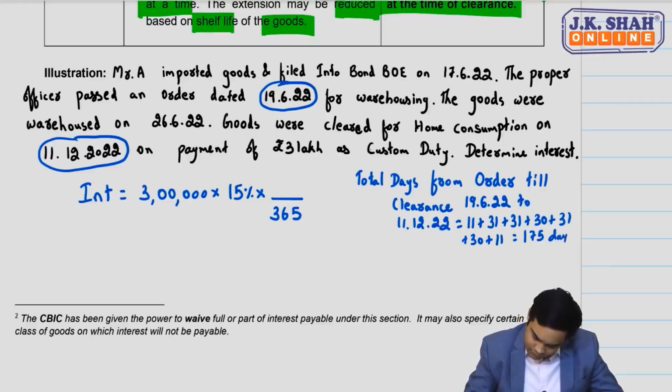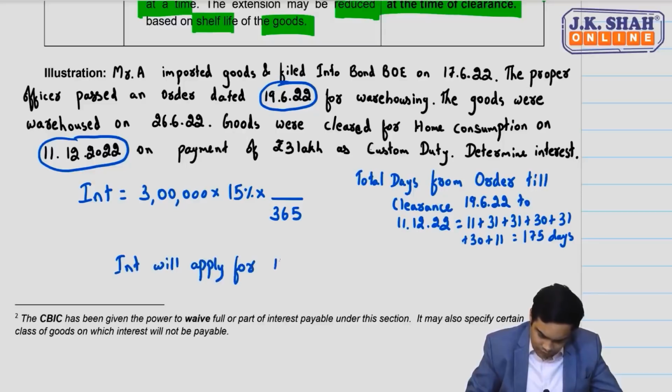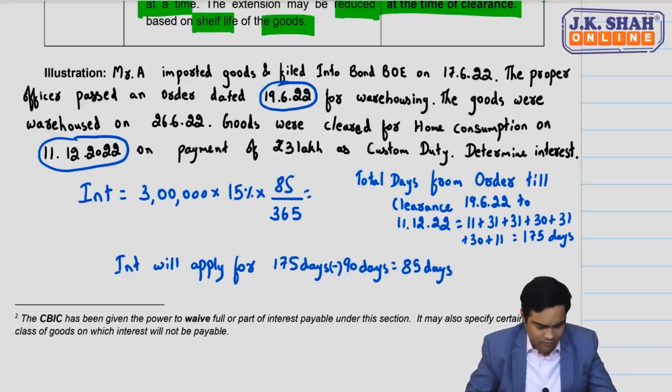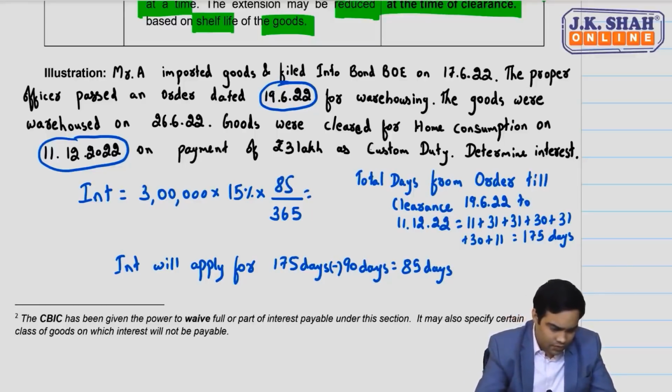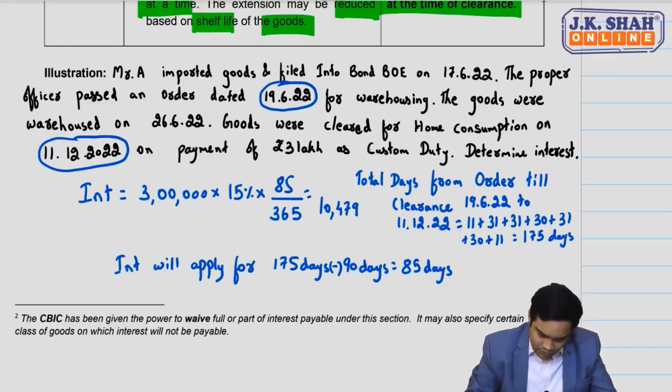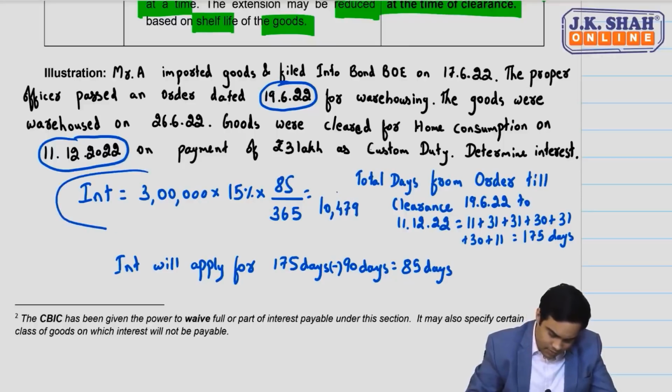175 days. Now out of 175 days, interest will apply for 175 days minus 90 days, because first 90 days no interest, so only for 85 days. So 85 days, so how much does this come to? 3 lakh into 15% into 85 divided by 365. So this comes to 10,479. This will be the interest which is payable.